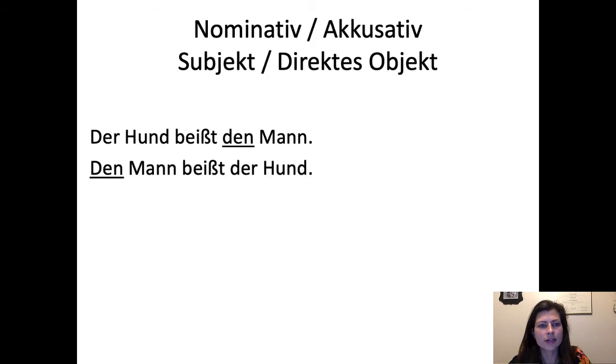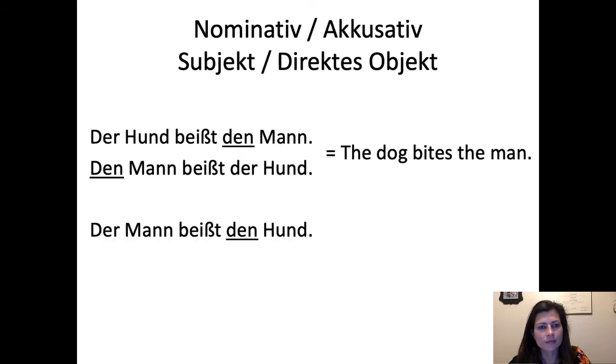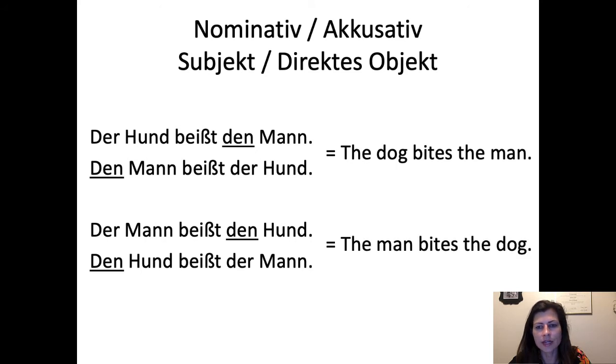So you can see how "Der Hund beißt den Mann" and "Den Mann beißt der Hund" are the same words, because it's the same articles, so it means the same thing. The dog bites the man. But then, "Der Mann beißt den Hund." Now we have the opposite situation because now you can see the dog is the direct object. So now the dog receives the biting and the man does the biting.